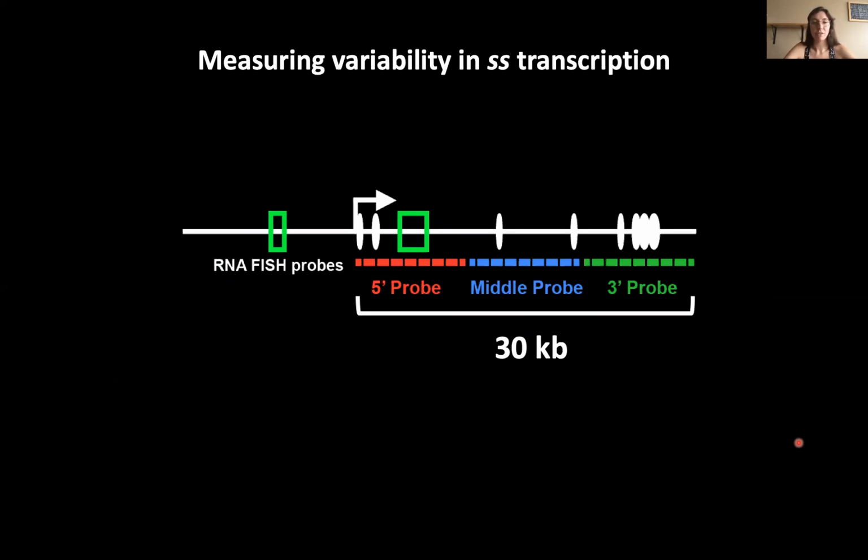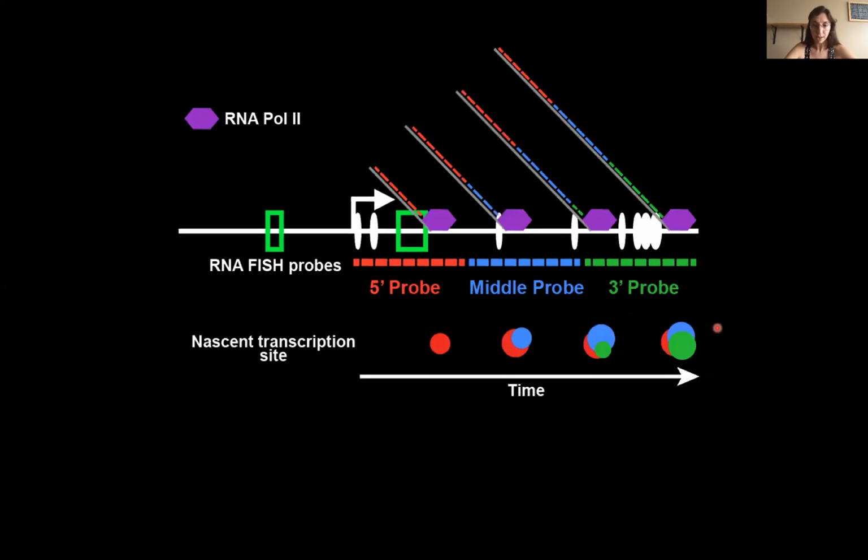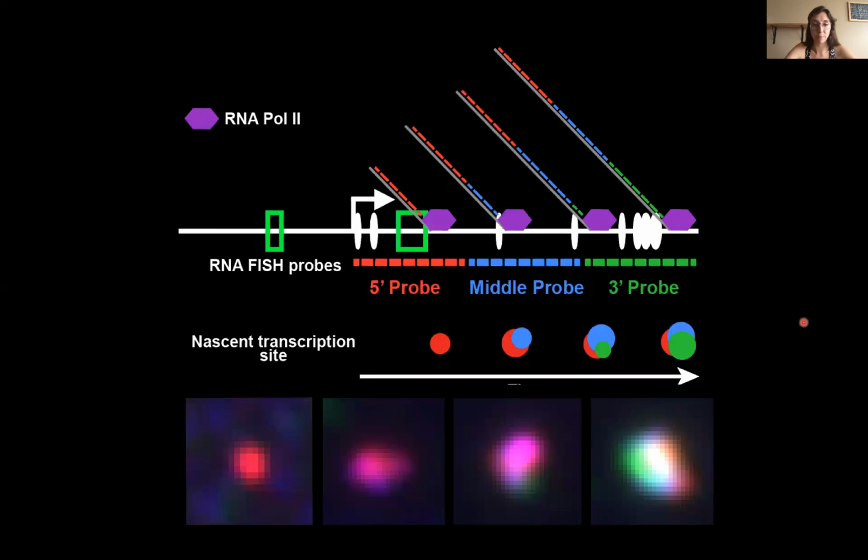The nascent transcript of Spineless is 30 kb in length, and so I've broken this down into three 10 kb chunks that I can label with different colored probes. As transcription progresses across this locus, we then expect to capture cells in different points of expression. Cells that are just initiating transcription will be a small red dot, while cells that have made full transcripts will co-express all three colors, as you can see here.